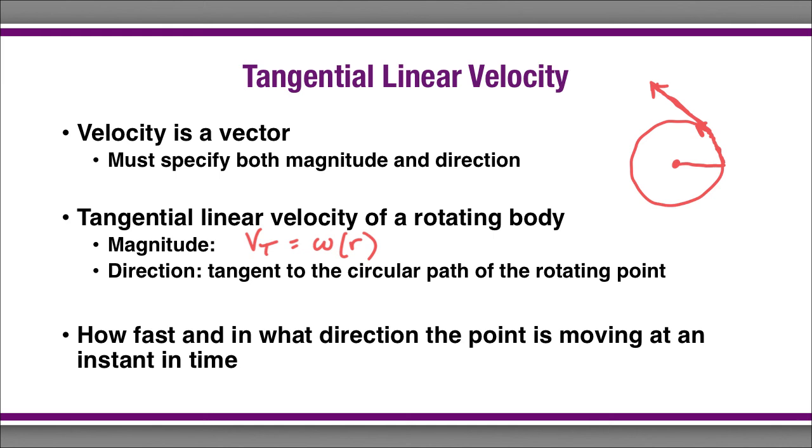This is important, especially in biomechanics and exercise science, because a lot of sporting activities have this tangential linear velocity component. If you think about a baseball pitcher or softball pitcher, a shot putter, a discus thrower, in all of these types of motion, the tangential linear velocity is going to be very important in their performance and their effectiveness as an athlete. Ultimately, this tangential linear velocity depicts how fast and in what direction the point that is moving along this angular path is moving at an instant in time.